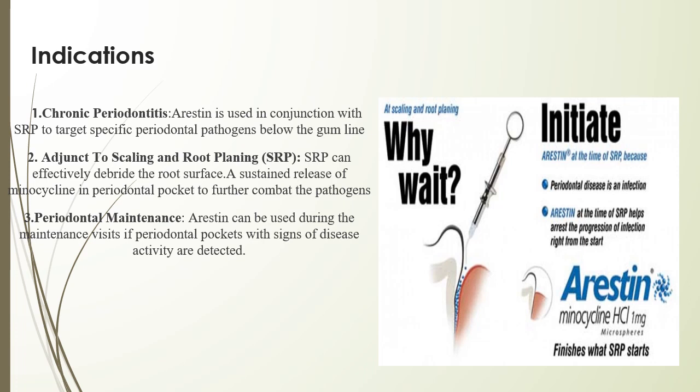Periodontal disease is an infection. Arestin at the time of SRP helps arrest the progression of infection right from the start. What it actually does is that SRP can effectively debride the root surface and Arestin releases minocycline in the periodontal pocket, which will reduce the pocket depths. Arestin can be used during maintenance visits if periodontal pockets with signs of active disease are detected.